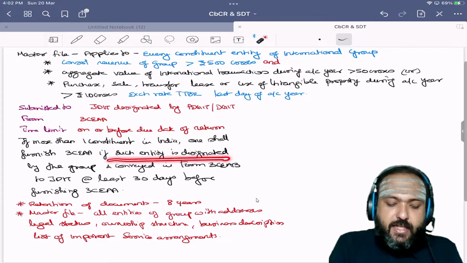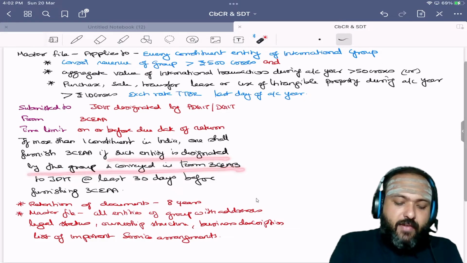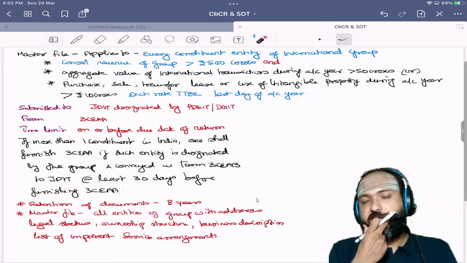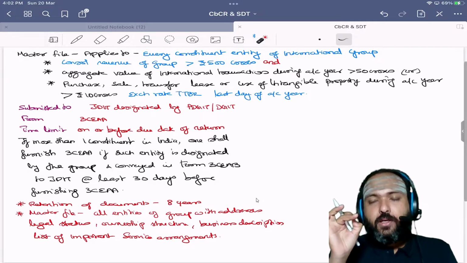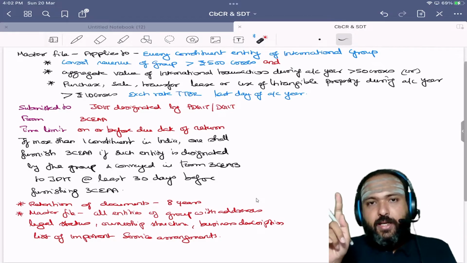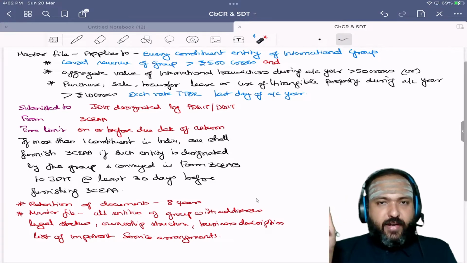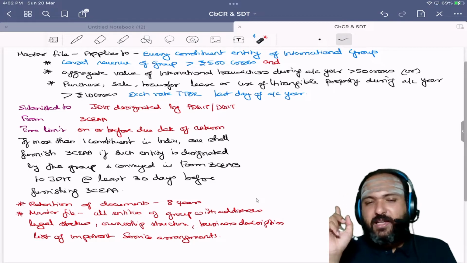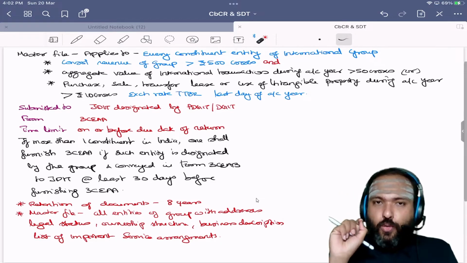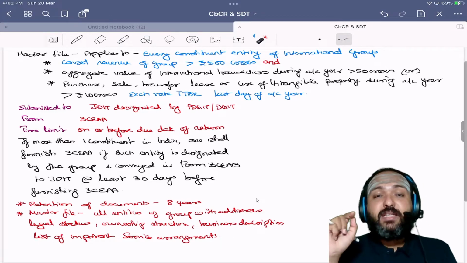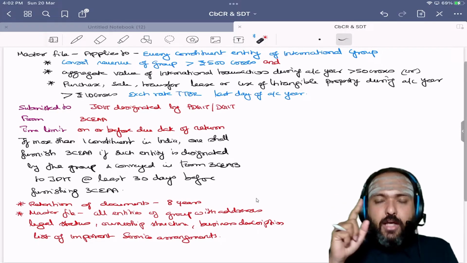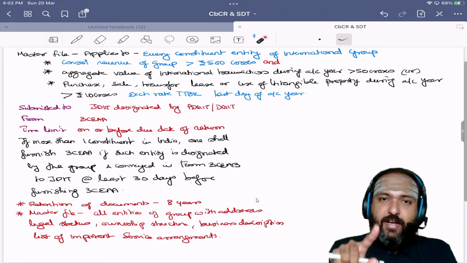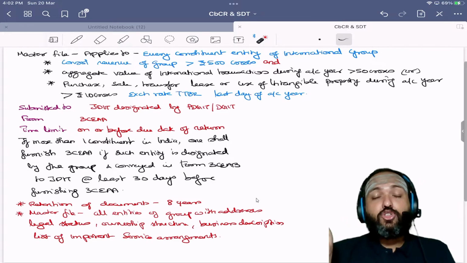So, one entity is designated by the group and it is conveyed in form 3CEAB to the JDIT at least 30 days prior to furnishing 3CEAA. So, what should Acer do? Acer India Private Limited is one entity. Acer India Services Private Limited is another entity. There are two entities. Now, Acer US tells let Acer India file 3CEAA. Then Acer India will go into the income tax website and file form 3CEAB telling that with respect to Acer Group, Acer India Private Limited will file the master file. They will go and designate themselves and report it to Joint Director.